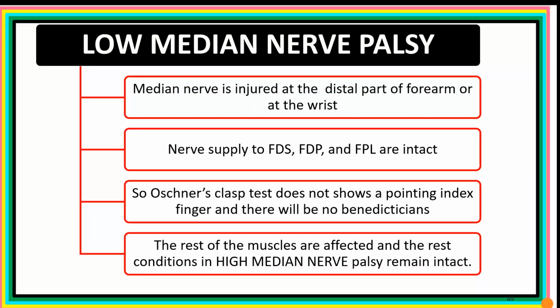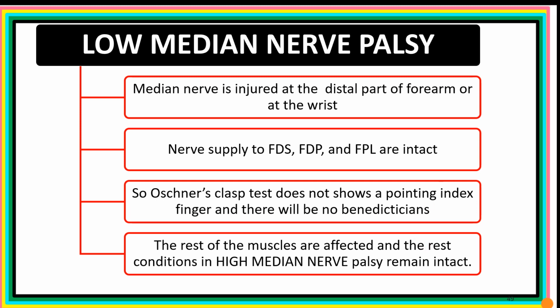We will now consider low median nerve palsy. As we reported earlier, this is injury at the distal part of the forearm or at the wrist. When this happens, the nerve supply to flexor digitorum superficialis, flexor digitorum profundus, and flexor pollicis longus are intact because at this level, these muscles have already received their innervation. So low median nerve palsy will spare these long flexors, all of them.